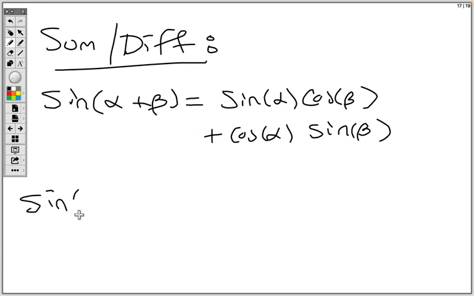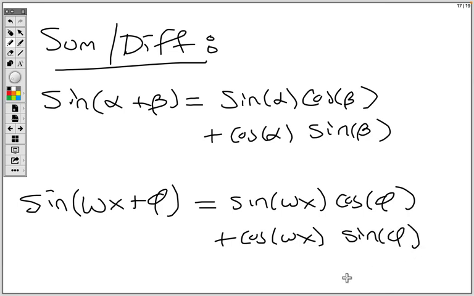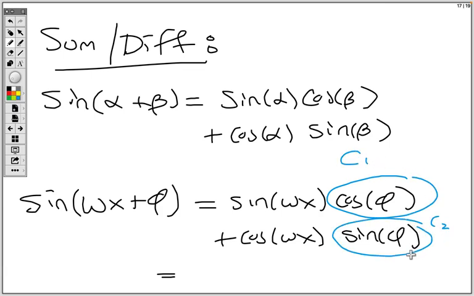So if you're looking at sine of, say, omega x plus some angle phi, you could write this as sine omega x cosine phi plus cosine omega x sine phi. And so this is like some constant C1 and some constant C2.